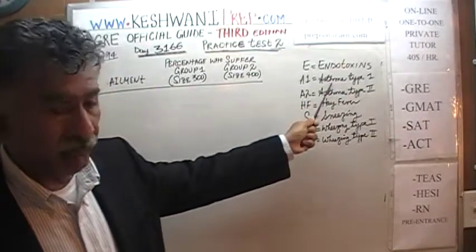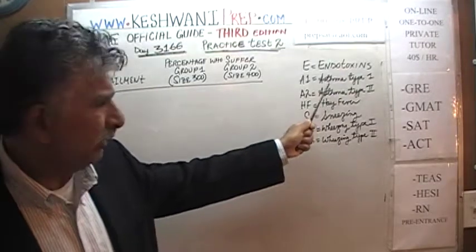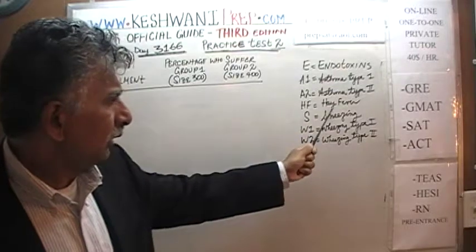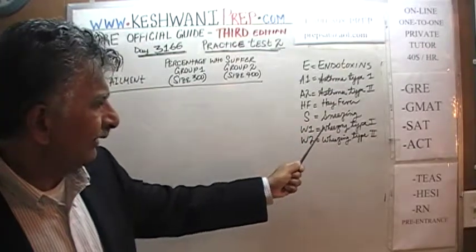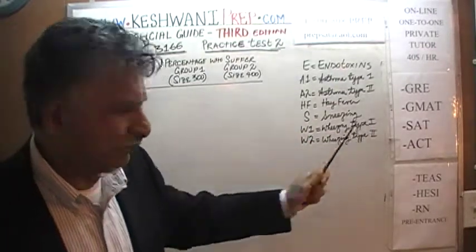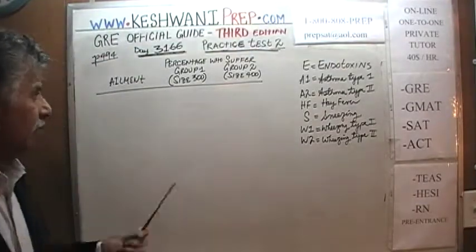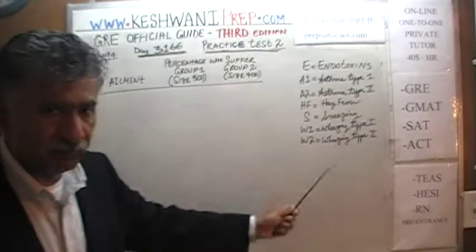Then we have two types of asthma. They tell you actually what two types are. Again, we're not going to worry about it. We're just going to call it asthma 1 and asthma 2. Then we have hay fever, sneezing, wheezing, again type 1 and type 2. And then we are told how many people suffer from these seven elements in these two groups.